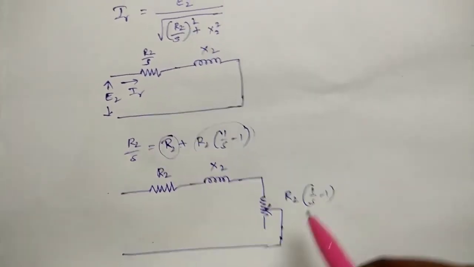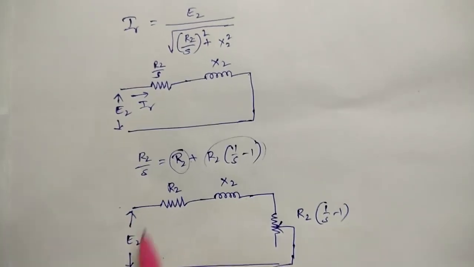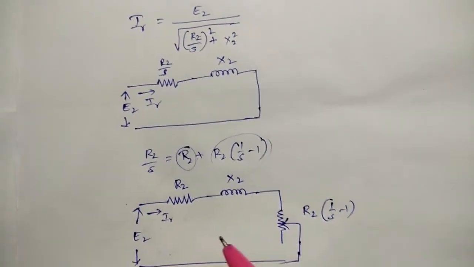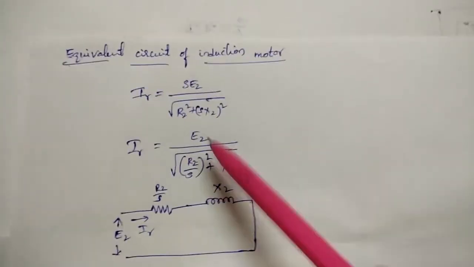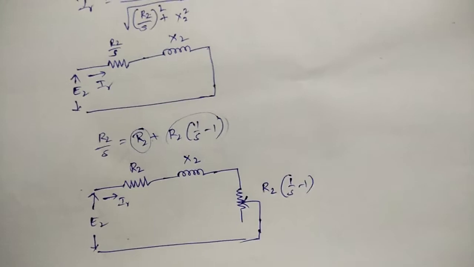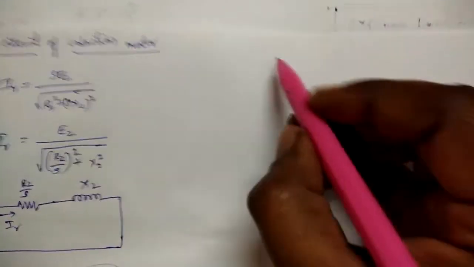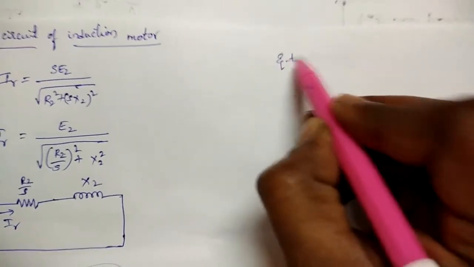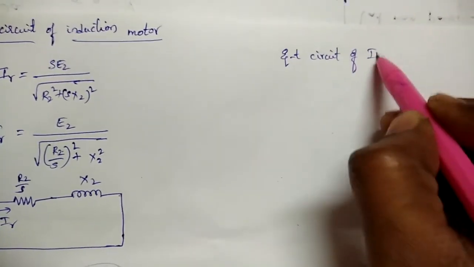So 1 by S minus 1. This is E2, and this is IR. This is the equivalent circuit of the rotor. All the equations coming here are for the rotor. Now let us draw the equivalent circuit of the full induction motor.